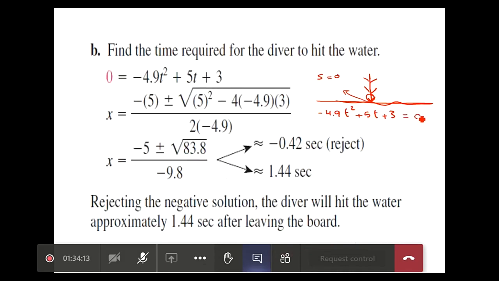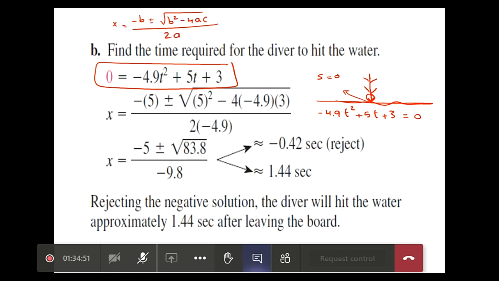So this equals what? 0. To compute what? To compute the time the diver reaches or hits the water. We want the time at which the diver hits the water. Okay. So we have this equation. We can find the solution of the quadratic equation by the quadratic formula. We have x equals negative b plus or minus radical b square minus 4ac, over 2a, like this. This is the quadratic formula.